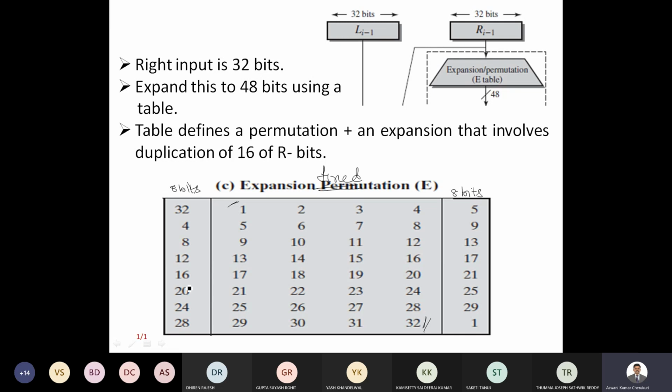So 32, 4, 8, 12. Similarly on the other side, 5, 9, 13, kind of a thing. So now my 32-bit has become 48-bit. Is this clear? Any doubts?